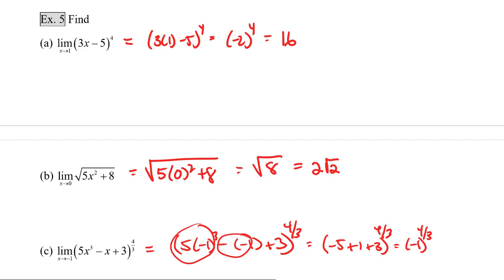But that's okay. It is all right for us to take the cube root of a negative number. The cube root of -1 is still -1 raised to the 4th, but when I raise a negative to an even power, I wind up with a positive 1.